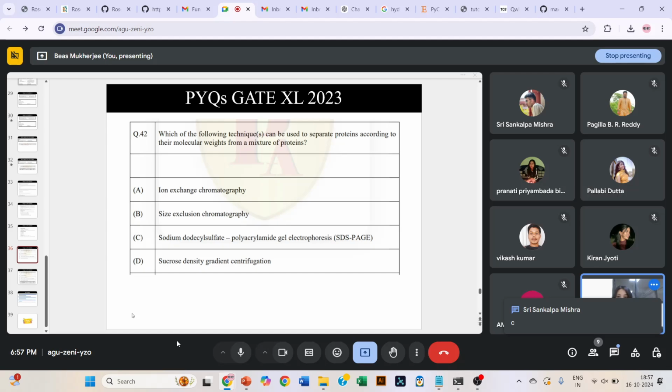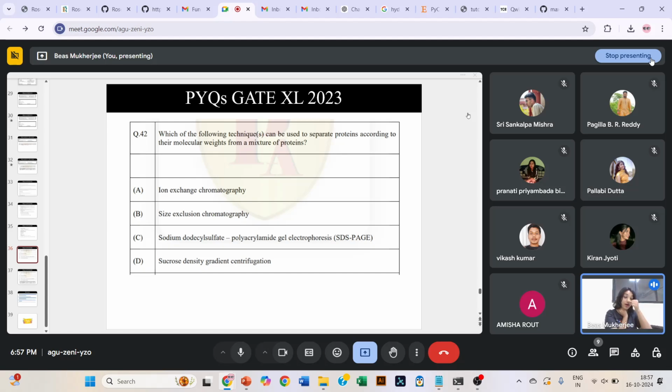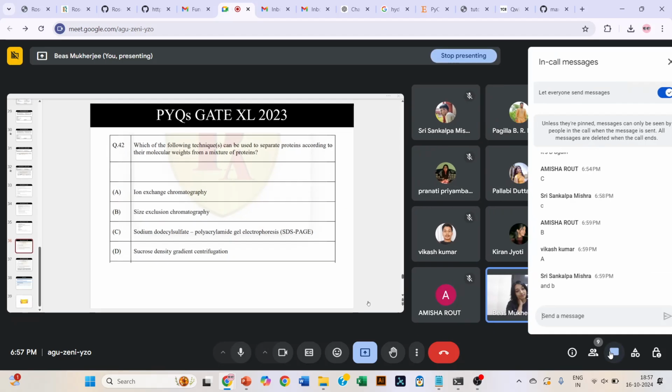C. Okay. Yes, C is definitely one of the answers. We have more answers. Which all other methods can be used? B can be used. Yes. What else can be used? A, based on molecular weight. Ion exchange chromatography means based on your charge, right? Based on charge differences. So no, ion exchange chromatography is not the answer. You tell me what all possible methods can be used.